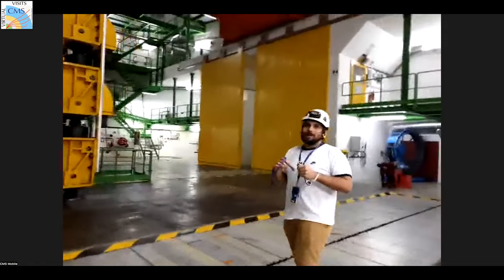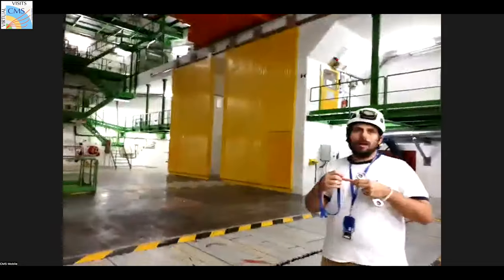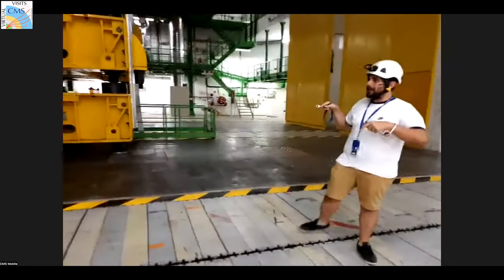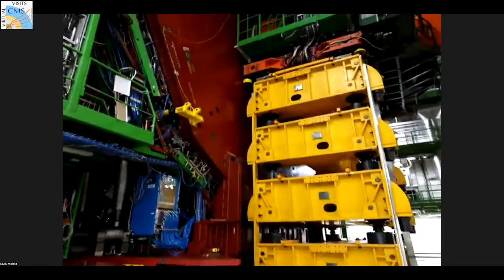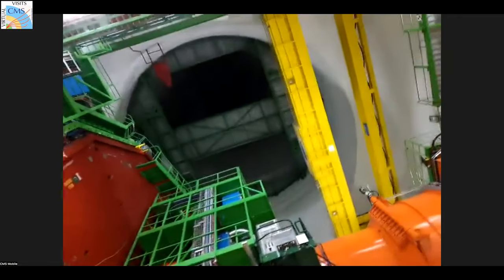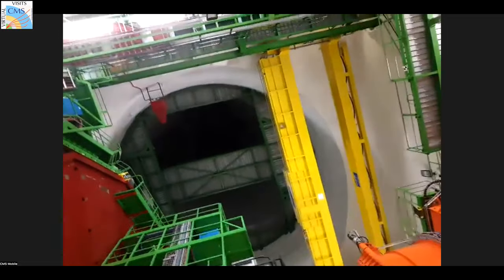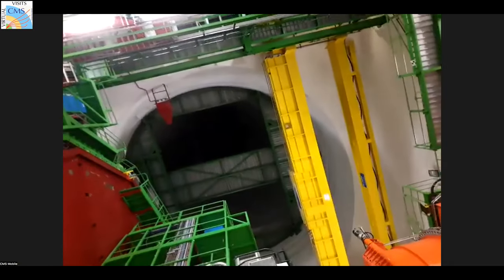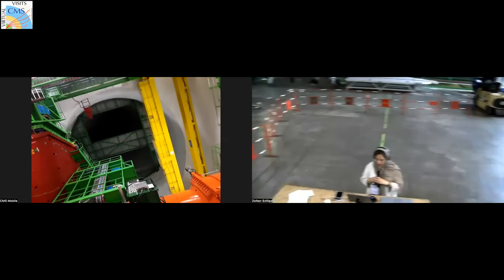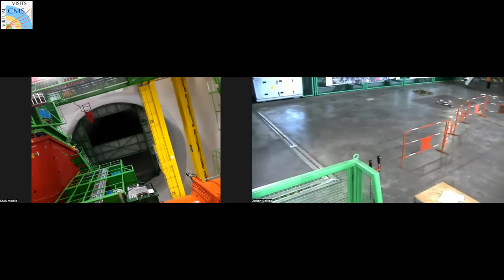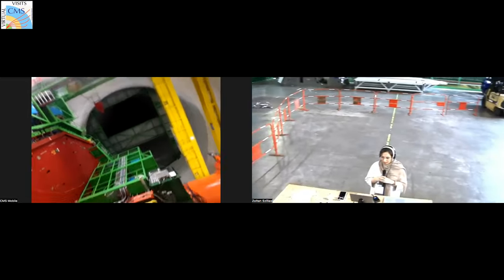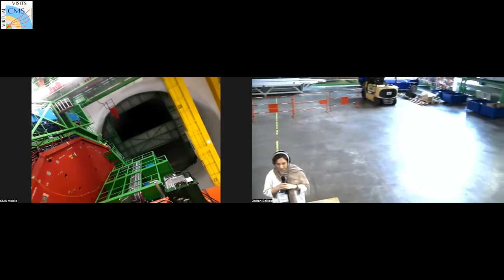So, am I still on? Can you hear me? Yes. Okay, great. So we are on the other side of the CMS, just below the huge shaft in which the CMS detector was brought down using the strong crane. So you can see the shaft on top of us, and there is a sliding door on top of which my colleagues on the surface are standing. So we are 100 meters away from each other. Maybe they can hear if I shout, no? Probably not.